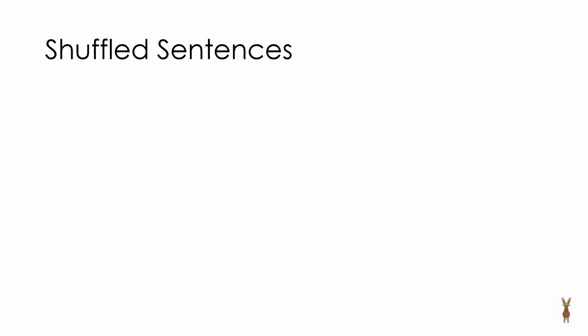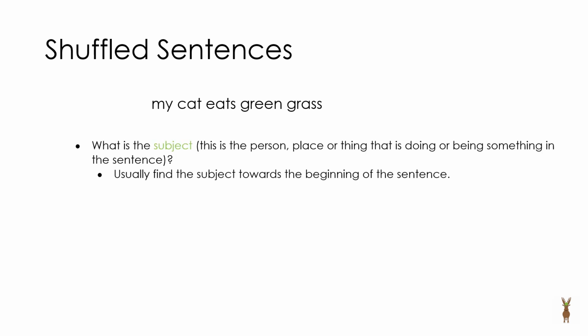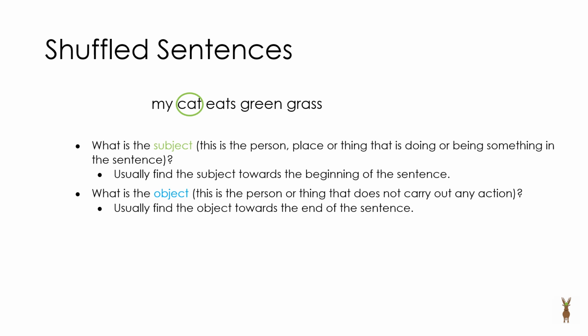Start with a short sentence that is not jumbled. My cat eats green grass. What is the subject of the sentence? The person, the place, or the thing that is doing or being something in the sentence. Usually, we find the subject towards the beginning of the sentence. In this sentence, cat is the subject. What is the object of the sentence? The person or thing that does not carry out any action. Usually we find the object towards the end of the sentence. Grass is the object in this sentence.